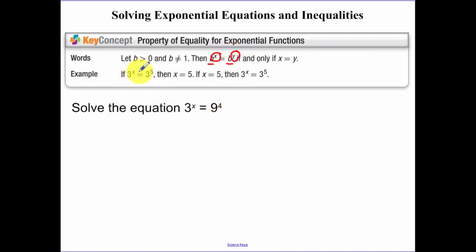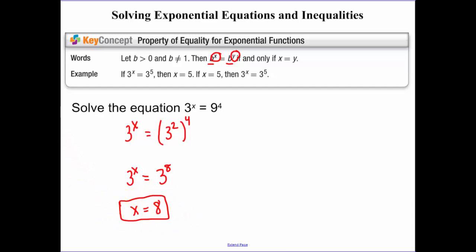Okay, so if 3 to the x equals 3 to the 5th, then x equals 5. Your exponents are equal. And you always want to try and get to the smaller of the bases, meaning you want to break this 9 down into base 3. So I have 3 to the x, break the 9 down into 3 squared. So 3 squared to the 4th power, you multiply those exponents because I have a power to a power, so that's 8. So therefore, x is going to equal 8.